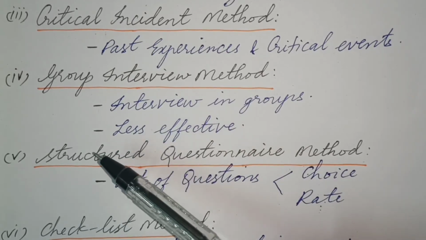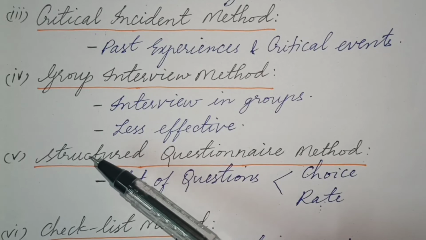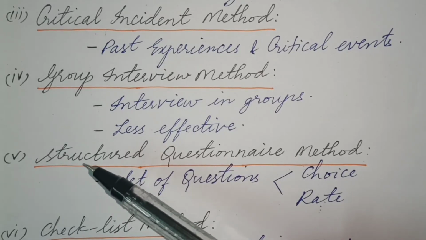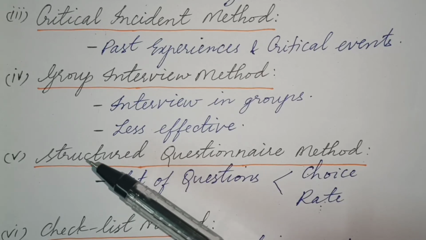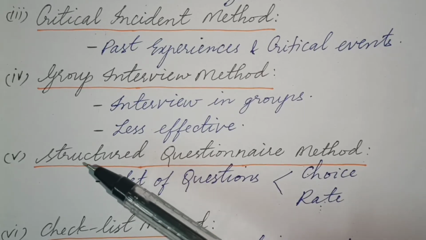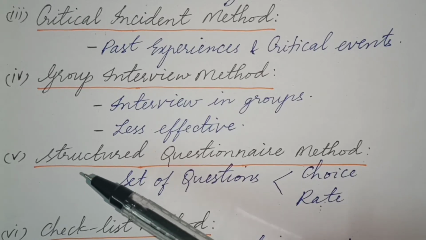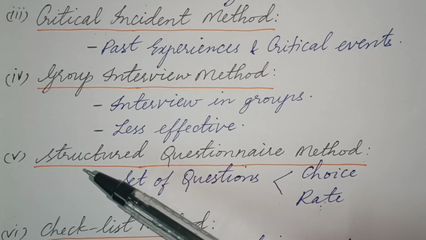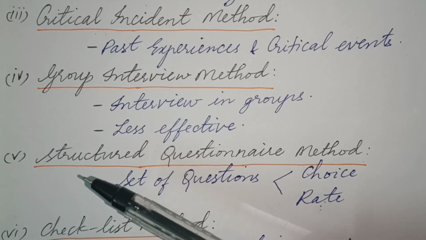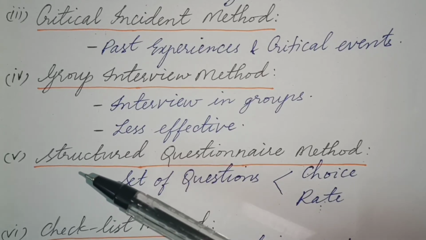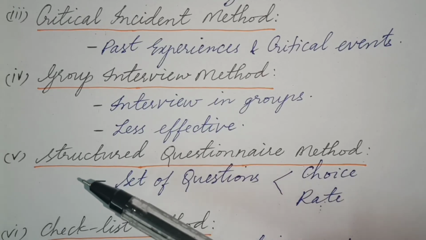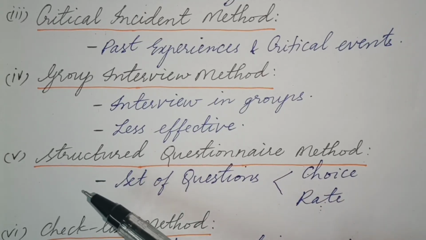The next method is group interview method. As the name suggests, it is a form of interview in groups. So instead of conducting an interview for one person, interviews will be conducted in groups with 4 to 10 people. Even though this method is very time efficient when compared to interview method, it is less effective because when 10 people are interviewed together, their answers may not be the same as they would have given in an individual interview. So it is less effective.